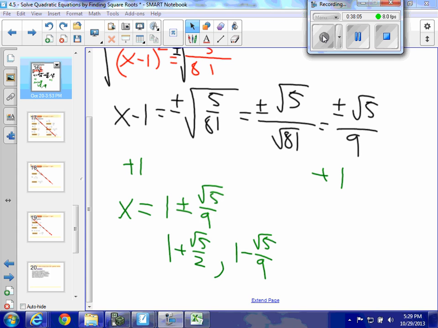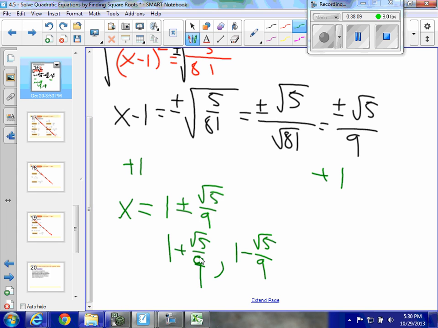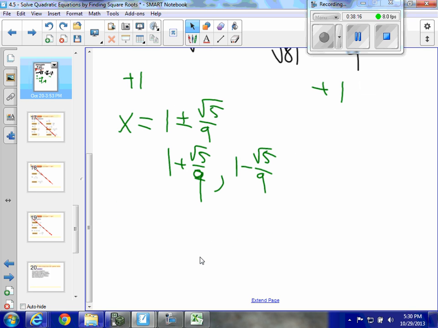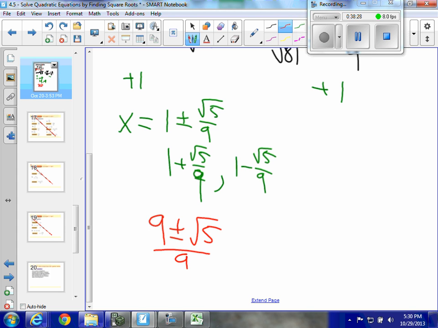Now I'm going to be totally happy with that answer: 1 plus or minus 5 over the square root of 5 over 9. That's a 9 here, not a 2, sorry. The book, the answer sheet, gives a different answer. The answer sheet says the answer is 9 plus or minus the square root of 5 over 9. You know, I think that's a little bit picky. And I'm not even picky, it's just different.